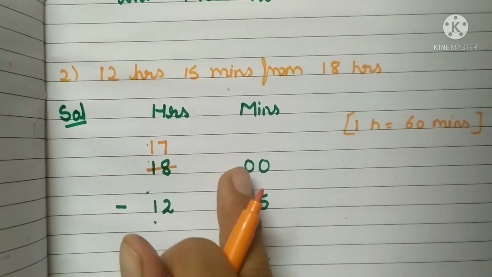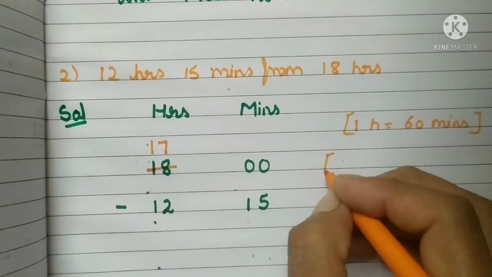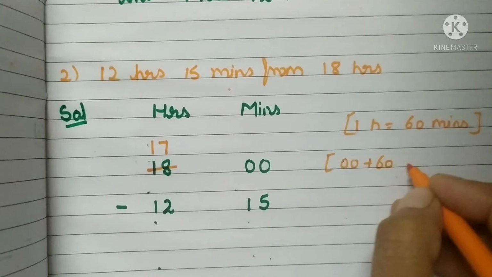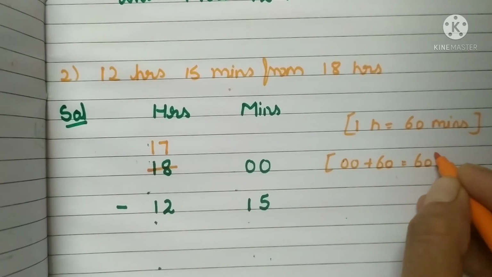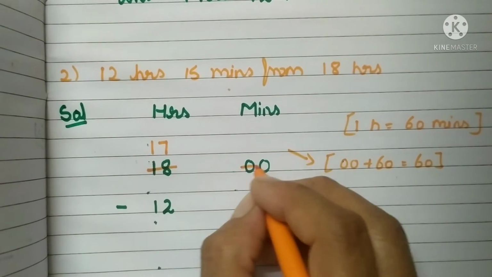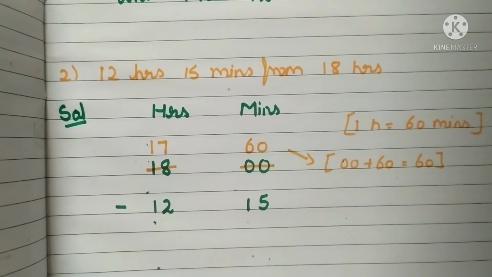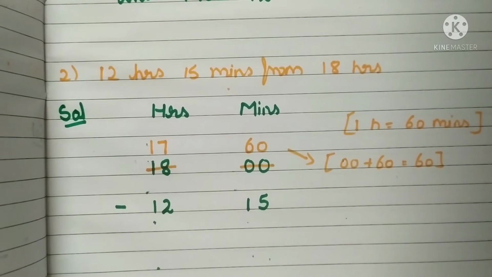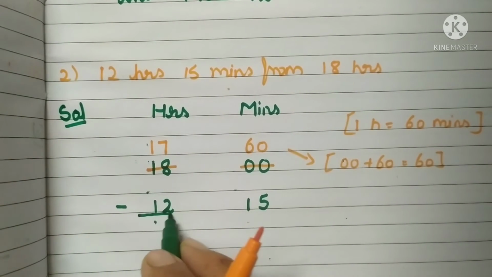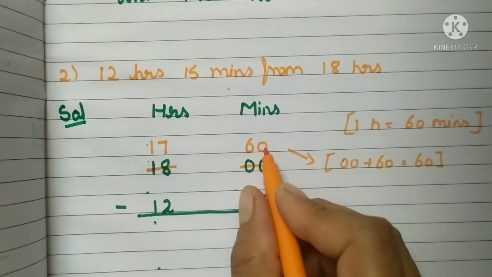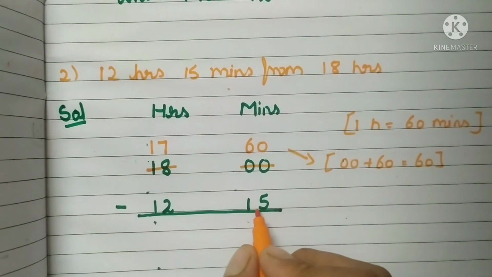और यहाँ पर हमारा क्या ऐड हो जाएगा? We know 1 hour equals to 60 minutes. So इस 0 0 में हम 60 minutes और ऐड कर देंगे. तो ये 0 0 का हमारा कितना हो गया? 60. Now it's easy to subtract because now bigger amount is on the top. तो bigger amount top में है तो now this 60 से हम 15 easily minus कर सकते हैं.